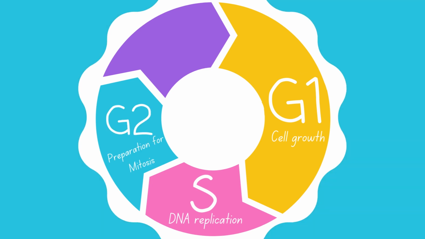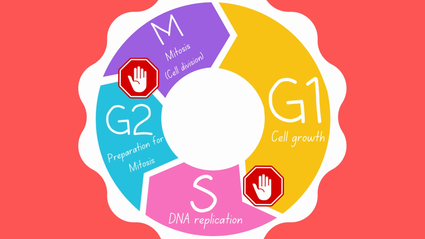The cell then enters the G2 phase, where the cell grows again in preparation for the next phase, the M phase. The M phase is also known as mitosis, where the cell divides into two daughter cells. The cell cycle looks like it's a continuous cycle. However, at the end of G1 and G2, there are control points known as the G1 and G2 checkpoints.